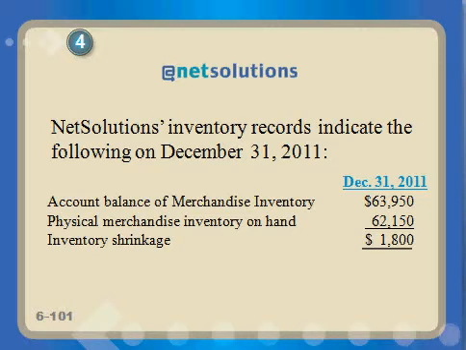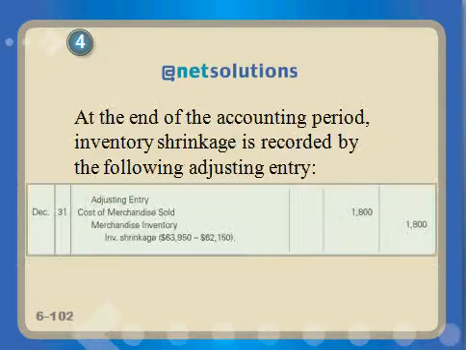It says Net Solutions' inventory records indicate that they have $63,950 of inventory on hand, but when they actually go out and do the physical inventory, they find out they have $62,150. So they had $1,800 worth of shrinkage, and that would be recorded in their books by debiting the cost of merchandise sold for $1,800 and crediting the inventory $1,800.